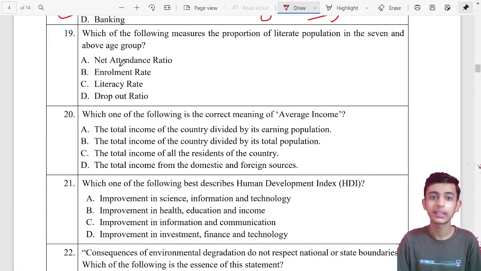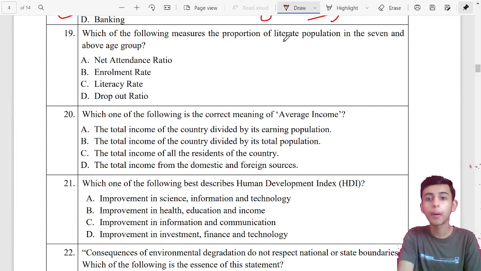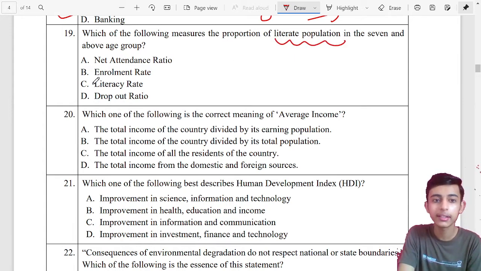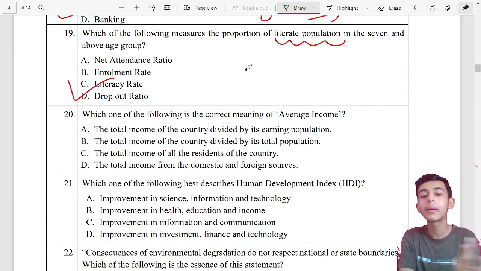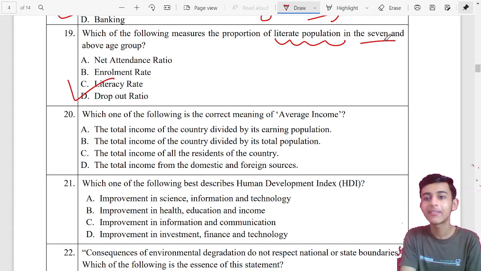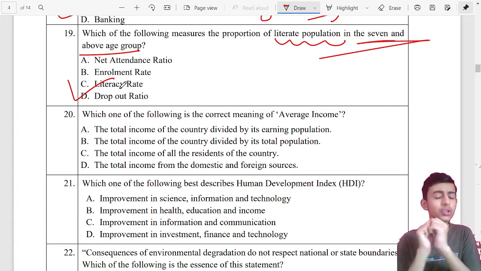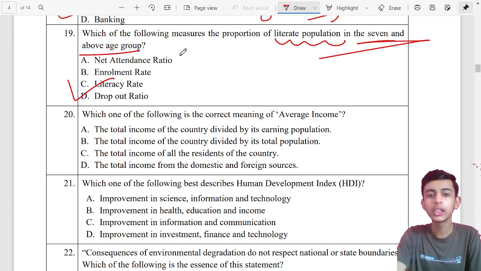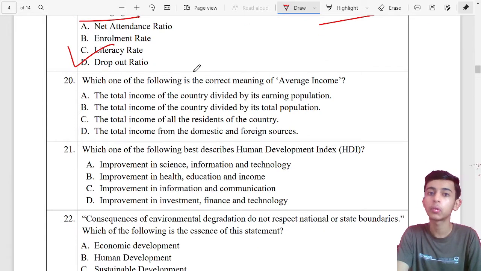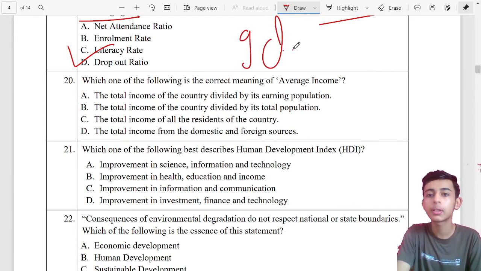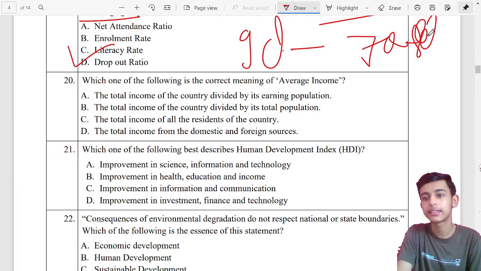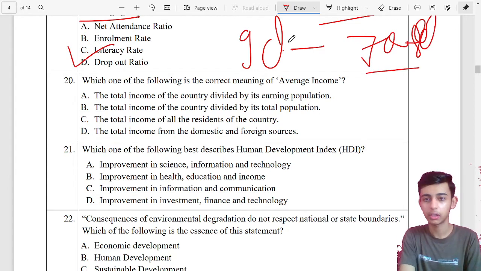Which of the following measures the proportion of literate population in the 7 and above age group? Net attendance ratio, enrollment rate, literacy rate, or dropout ratio? See, literate population. By literate population, you are able to understand that it will be literacy rate, that is, how many people are educated. In the 7 and above age group, the number of literate people will determine the literacy rate. No need to think, it's a direct answer. Just read the options once and then select your answer. At the end, you have to check. Out of 90 minutes, you should complete a paper within 70 to 80 minutes in SST. 10 to 20 minutes will be for revision.